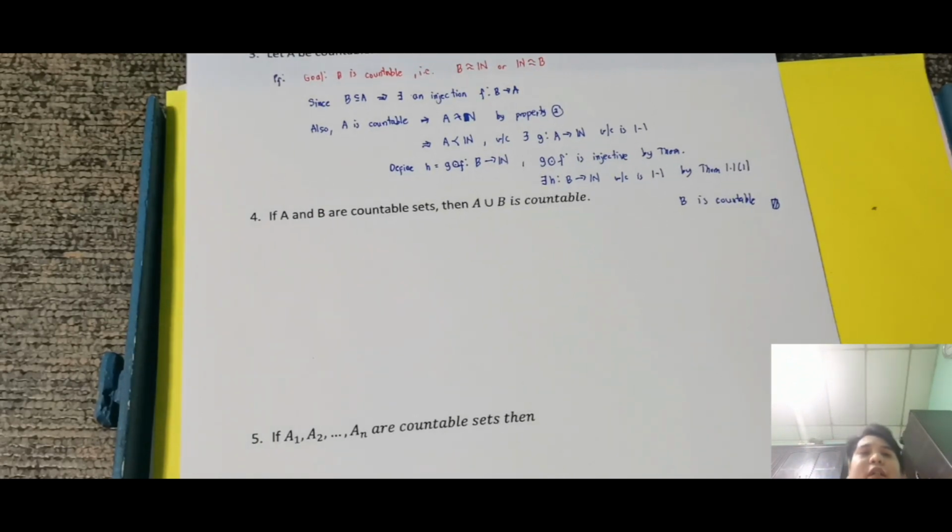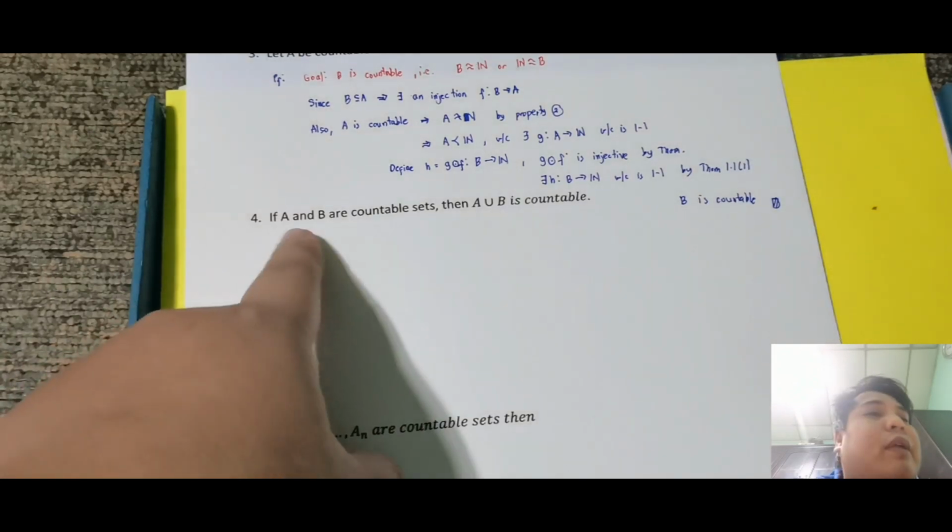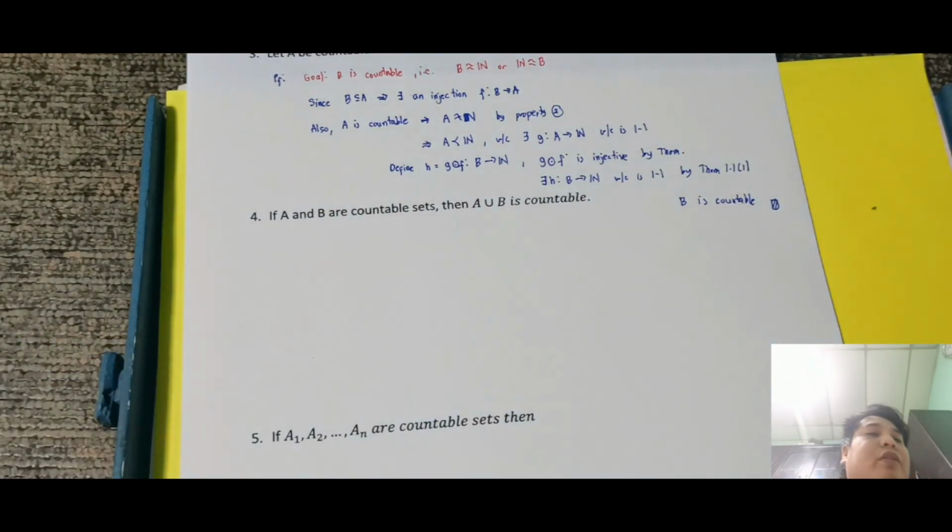Next is: if A and B are countable sets, then A union B is countable. This is what I mentioned earlier in their property; this is the theorem. But here countable union means only two sets. In the other property or theorem, there can be many, so A union B union C union D union F, as long as all of them are countable, therefore the union of all of them is countable.